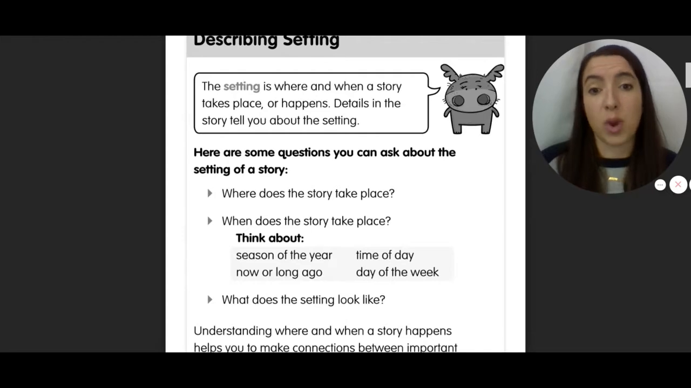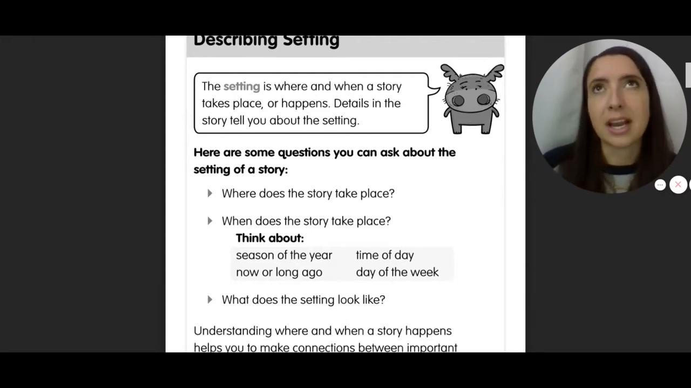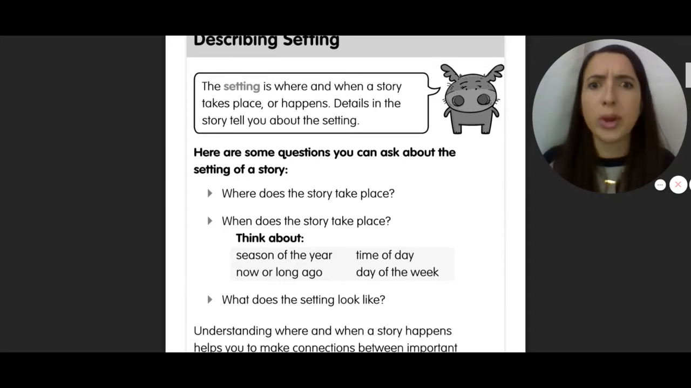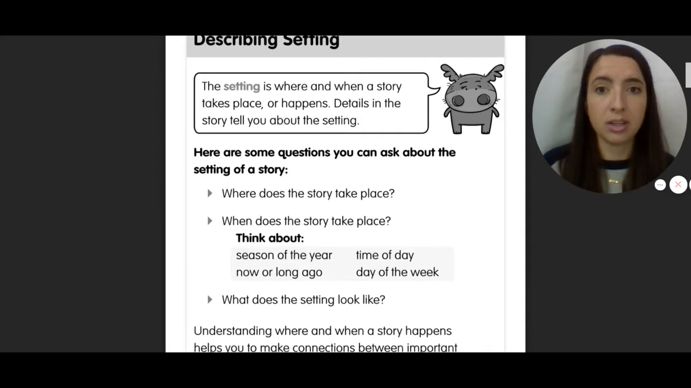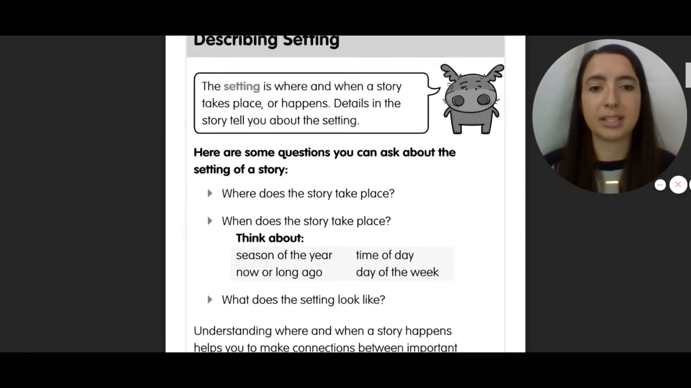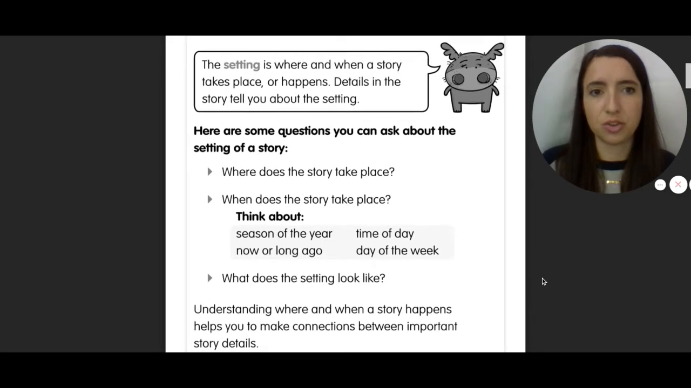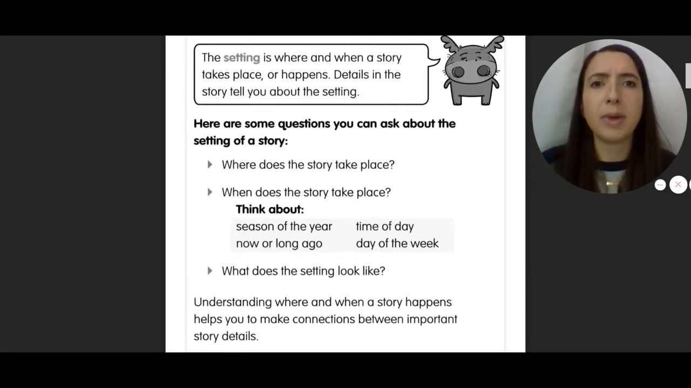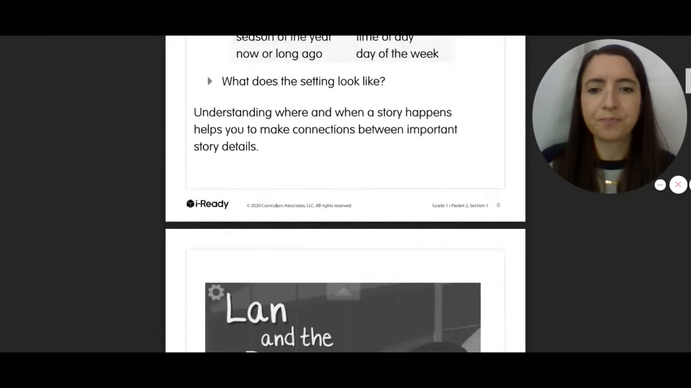So the setting is where, like, does it happen at a school? Does it happen at your house? Does it happen outside on the moon? Where does this story happen? But the setting is also when does it happen? Does it happen in the morning, at night, in summertime, in wintertime? It's where and when the story takes place. So when we're listening to our story today, we are going to be thinking all about the setting. What is the setting of this story?